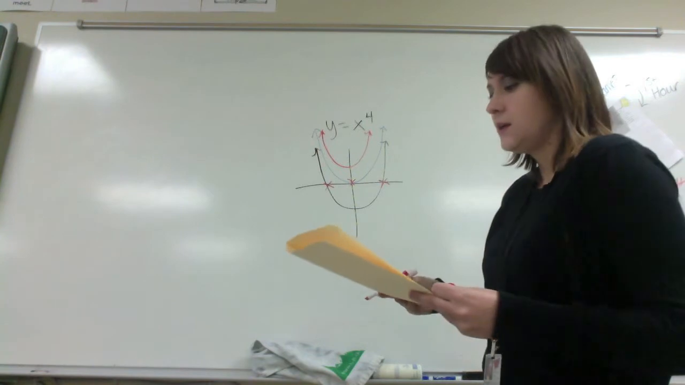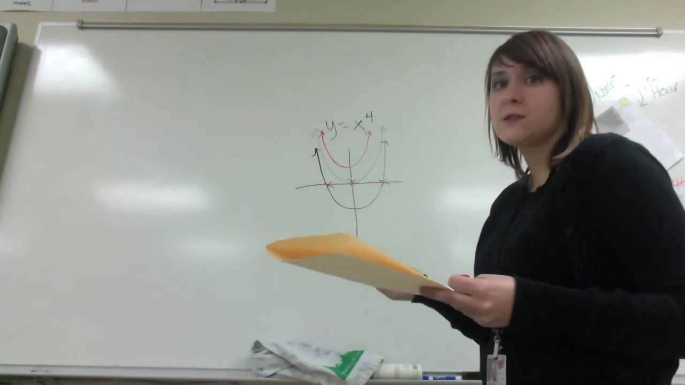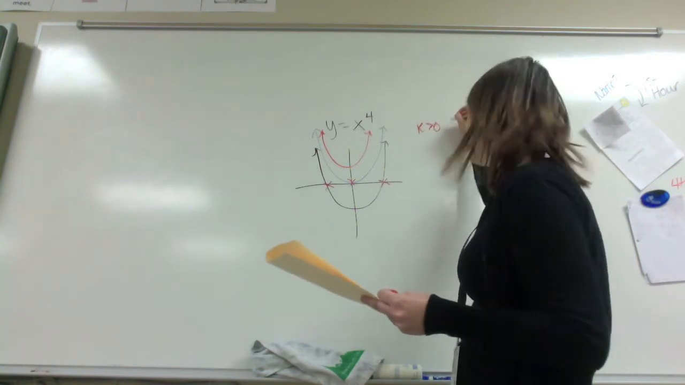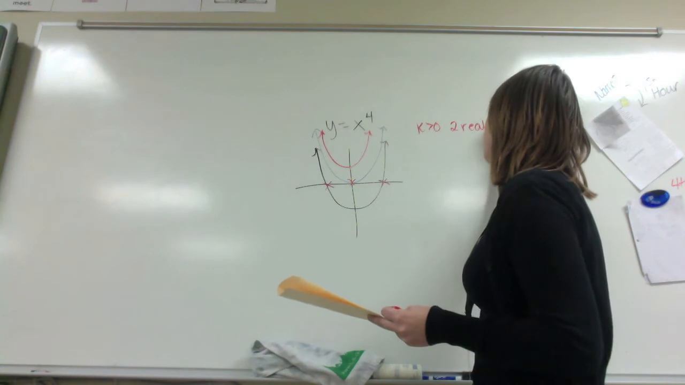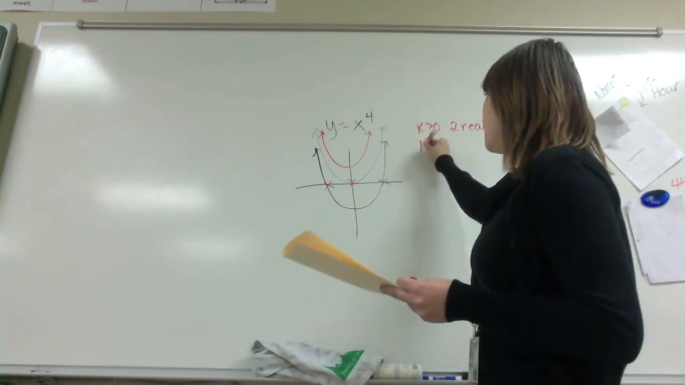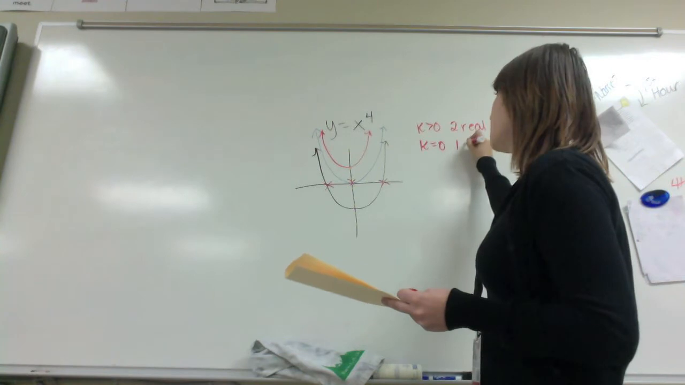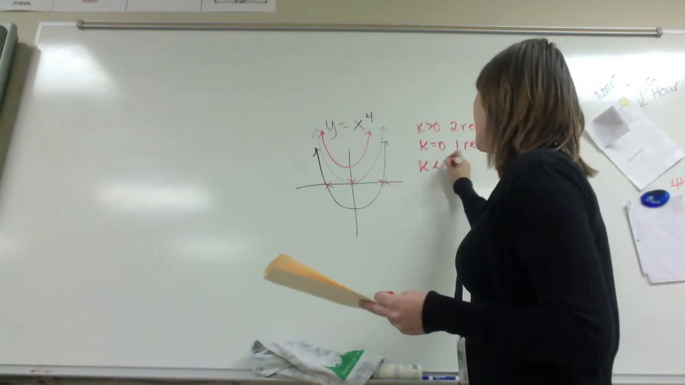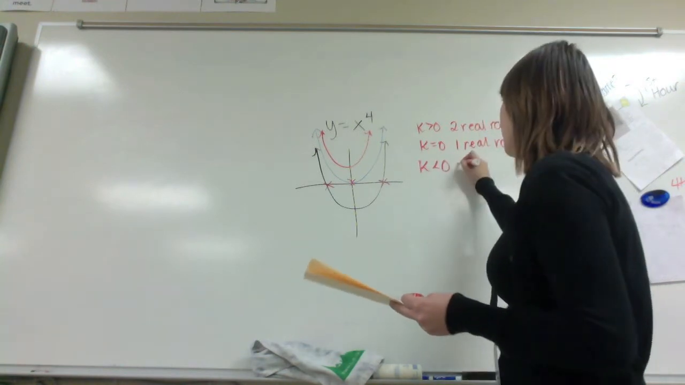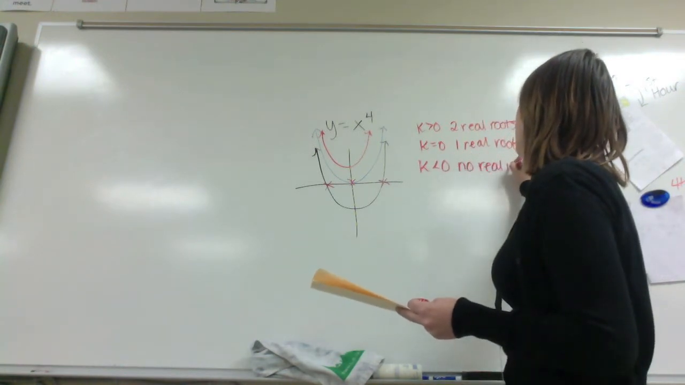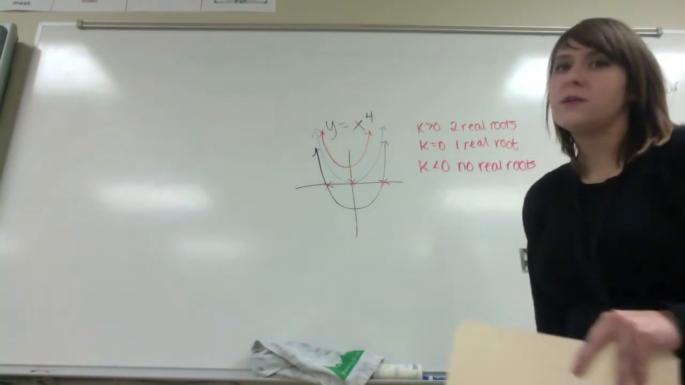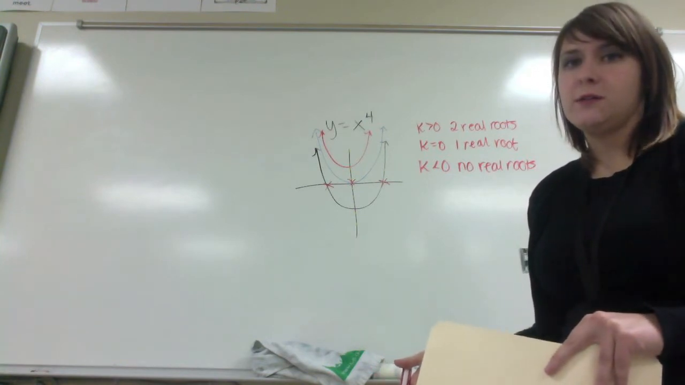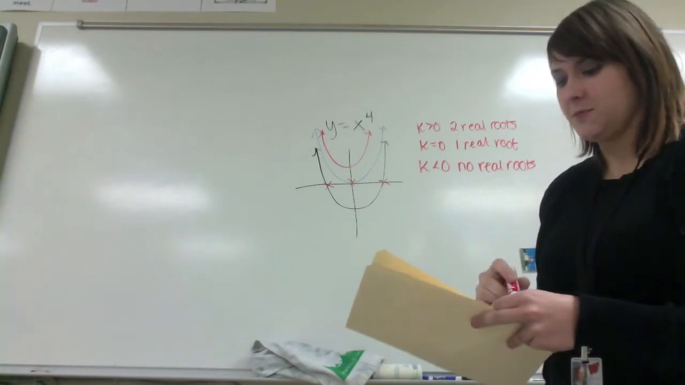So what we want to say is if k is greater than 0, then there are 2 real roots. If k is equal to 0, then there's 1 real root. And if k is less than 0, then there are no real roots. Notice that I'm saying real roots because there are roots, they're just imaginary. So we'll get to those imaginary numbers here soon.